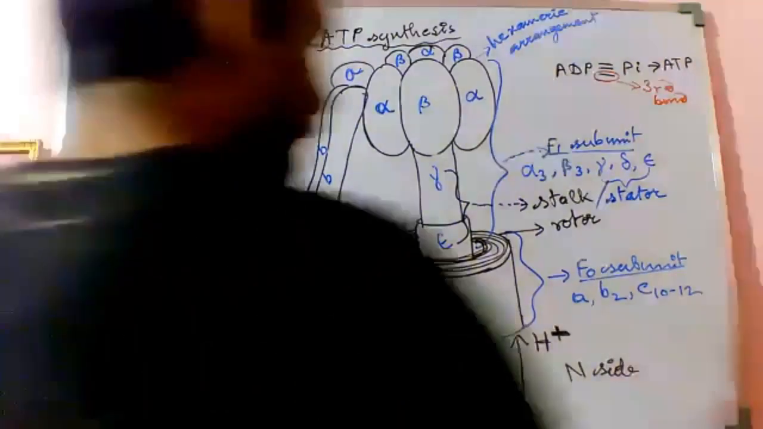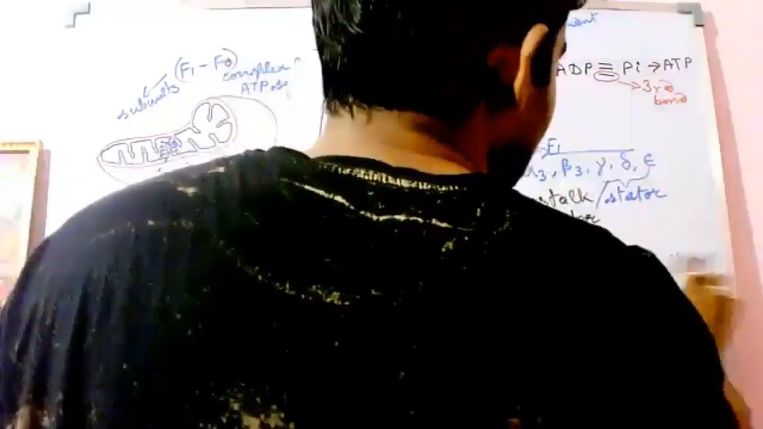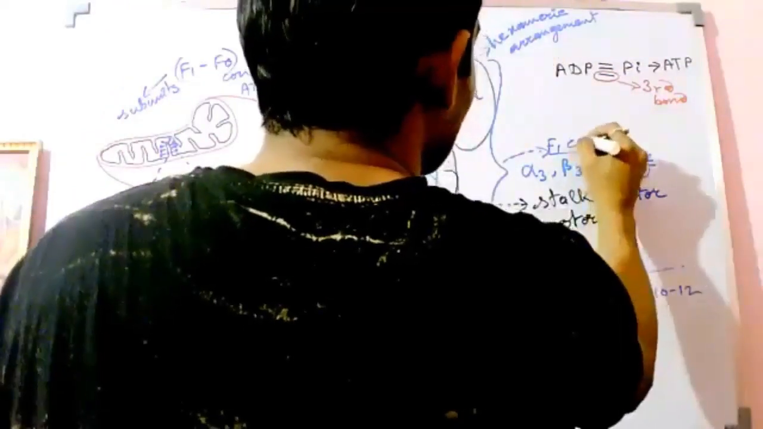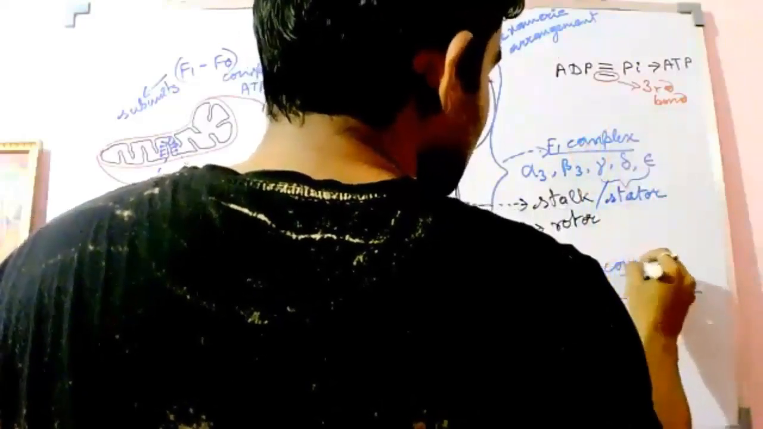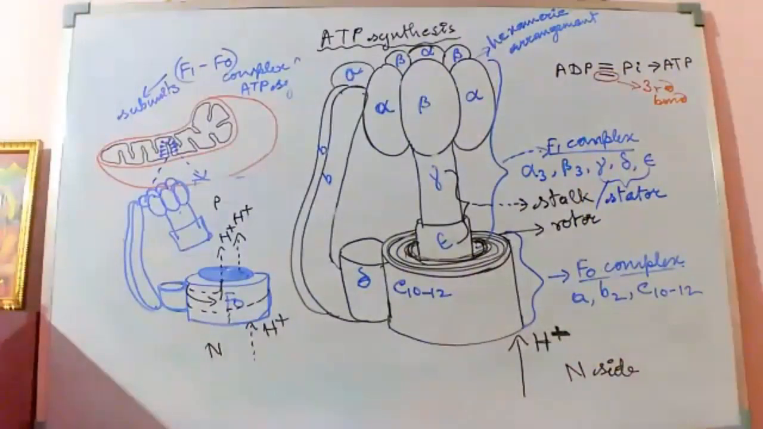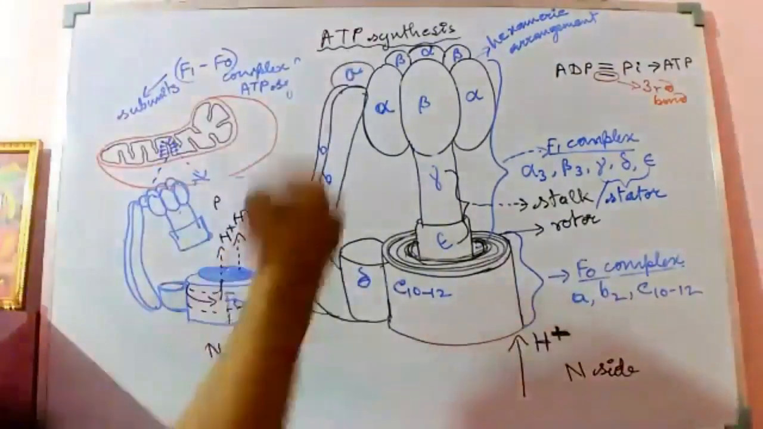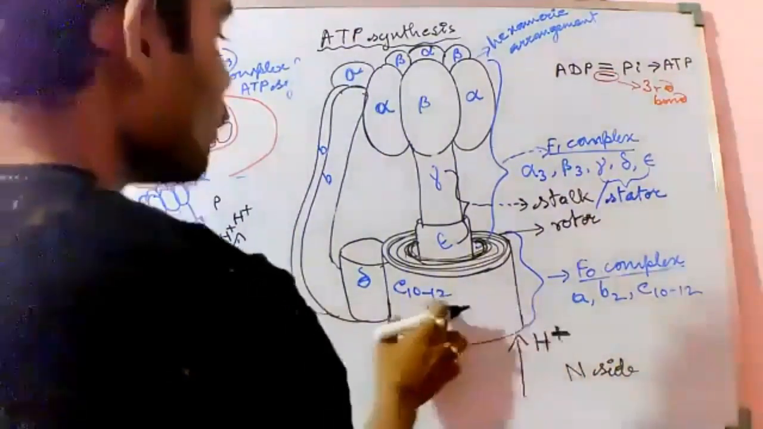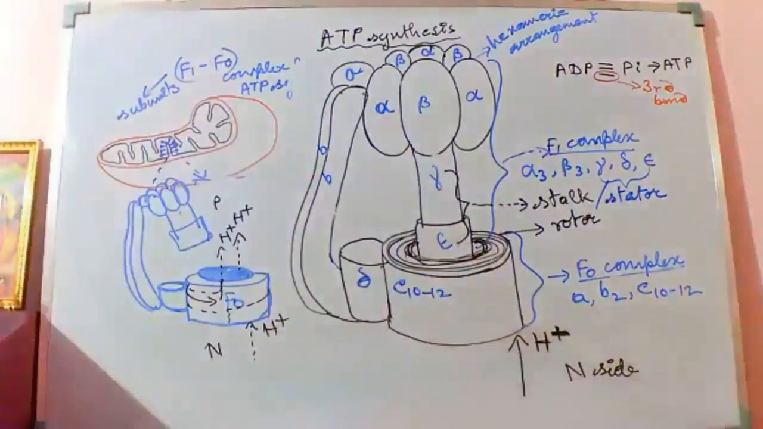Now, I will write it as a complex, then it would be better so I can explain it properly. This is the F1 complex, and this is also the F0 complex. Now what happens is, when the F1 subunit is plugged back into the F0, this rotor rotates around this stalk, the gamma epsilon stalk.